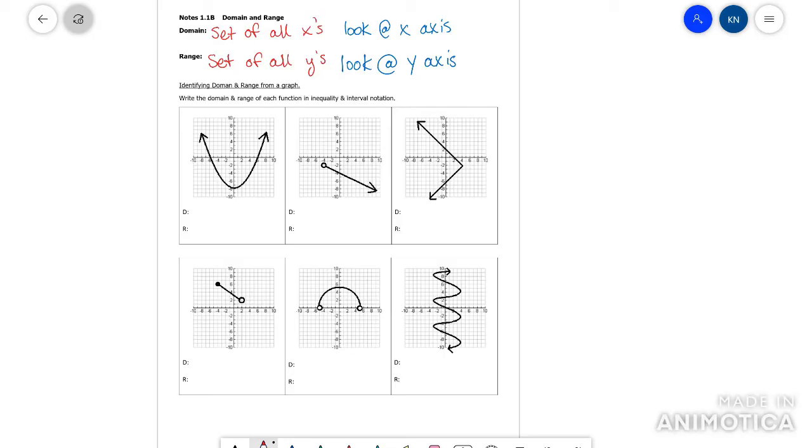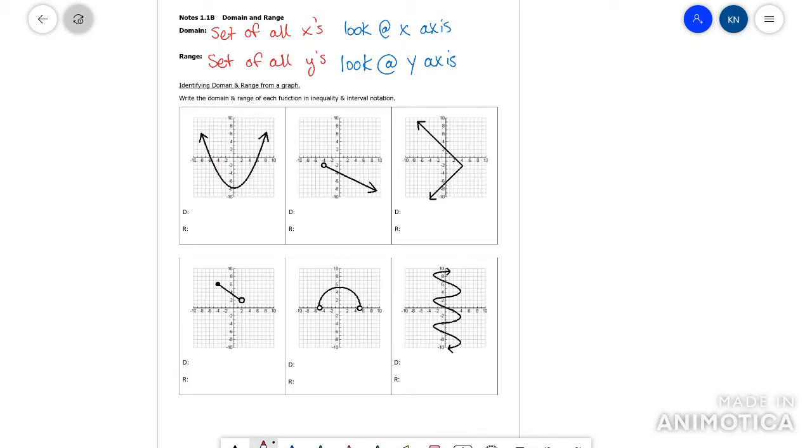All right, this video is going to cover domain and range. First thing you need to know is the domain is a set of all possible x values for a function, and the range is a set of all possible y values. So when you say domain, you need to be looking at the x-axis, these numbers right here. And when you say range, you need to be looking at the y-axis, so these numbers right here.